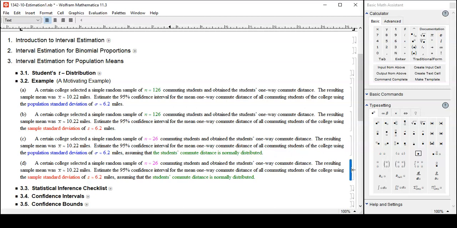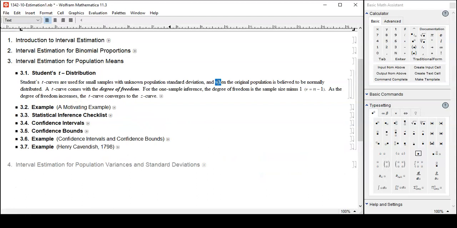The last one here, this one is going to be a t-curve problem. We have smaller sample size, just 26, and we don't know sigma, we only have s, the sample standard deviation. And an additional condition, the original distribution is normal. Let's go back here. I didn't really emphasize the original population distribution is normal. I mean, I did talk about the small sample size and then unknown population standard deviation. That's when we use t-curve, but I didn't really emphasize about this. The original distribution should be normal.